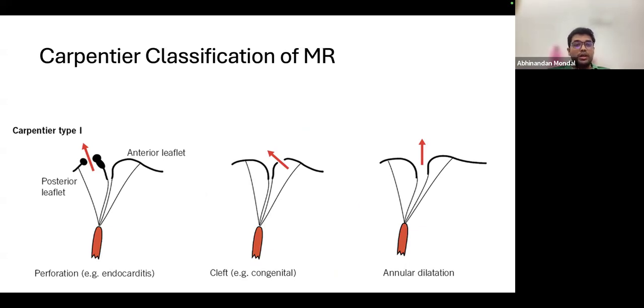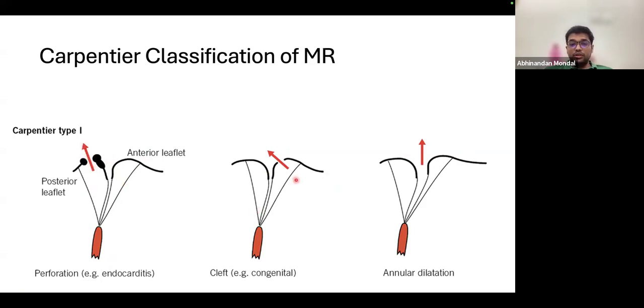So you can see here that there are three types of pathology: there is a perforation, there is a cleft, and there is an annular dilatation. If there is any perforation, we can see that there is no increased motion of your leaflet. So in all these, the leaflet motion is normal. In case of perforation, you can see the MR jet occurs through the perforation.